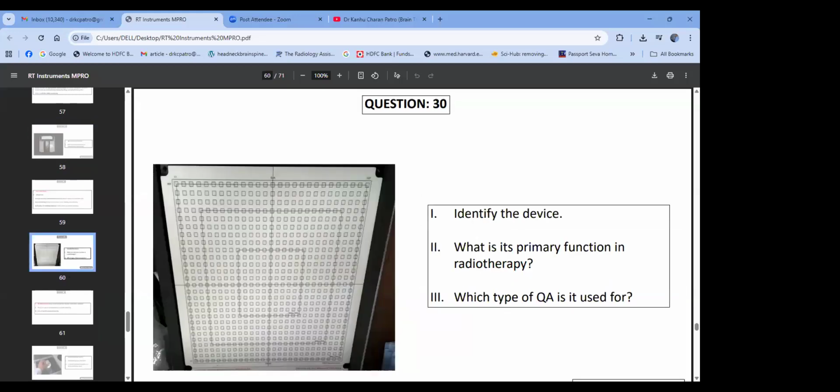Next question. Identify this device and its primary function in radiotherapy. So this is a 2D array detector. Its function is to measure the planar dose distribution for quality assessment of IMRT and VMAT. And the QA is patient-specific pre-treatment QA. Okay.